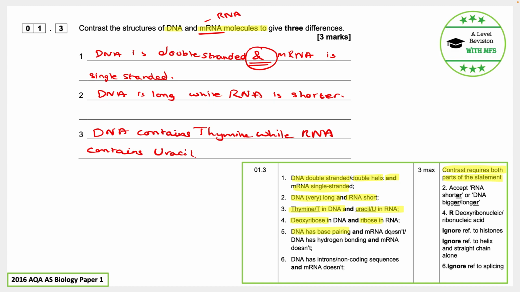DNA has base pairings while mRNA doesn't. DNA has hydrogen bonding whereas mRNA doesn't. DNA has introns or non-coding sequences whereas mRNA doesn't. Okay, remember they are all spliced out. However, you can't state that, as the mark scheme says ignore reference to splicing, because splicing comes in when you're talking about transcription and translation. Okay, and that is it for this video.